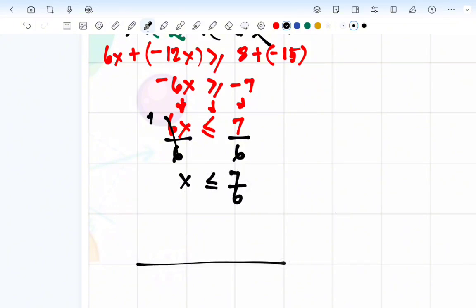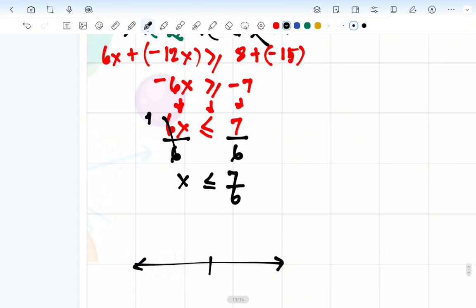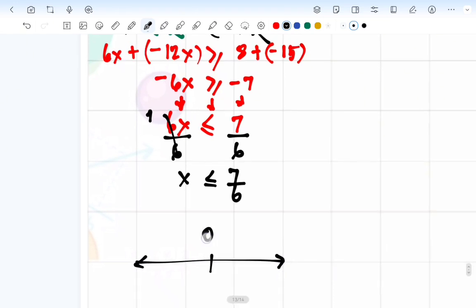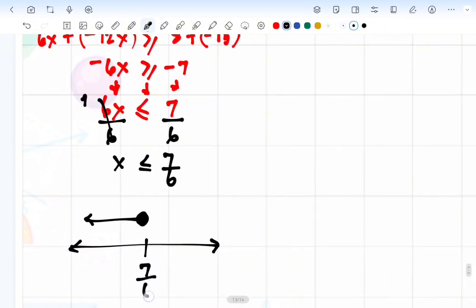And if we're going to draw it on a number line, since it is a less than or equal symbol, we are going to use a solid circle. And less than means it will be going to the left. And we're going to put here 7 over 6.